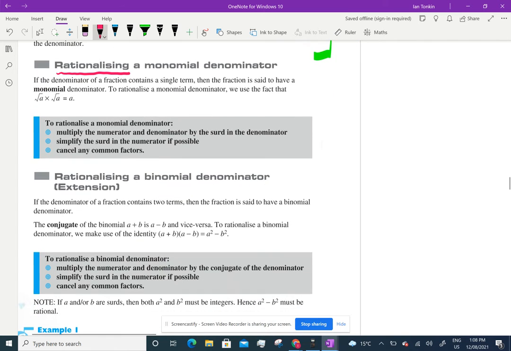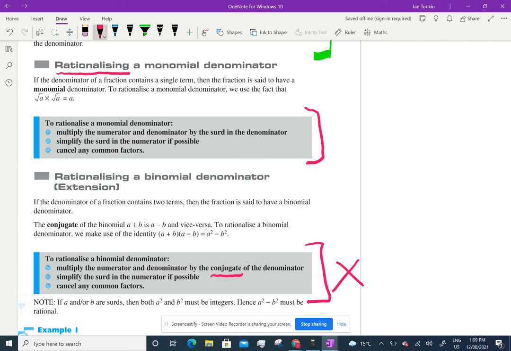Now, we're only going to do single surds in the denominator. We are not doing these. We're not doing those. So if anyone starts talking to you about conjugate, that's for next year. In Year 9, we're just doing rationalising a monomial denominator. That means it's only got a single surd in it. There's no adding or subtracting. So we just have to make sure we can do this.